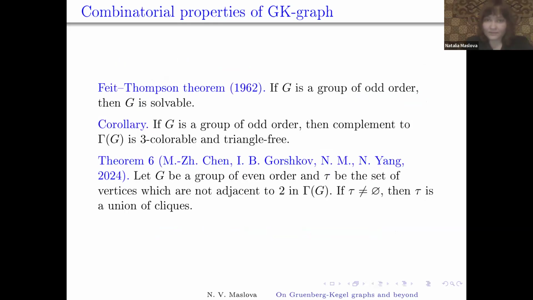Now, by the Feit-Thompson theorem, each group of odd order is solvable. Therefore, if G is a group of odd order, then the complement of its Gruenberg-Kegel graph is three-colorable and triangle free.